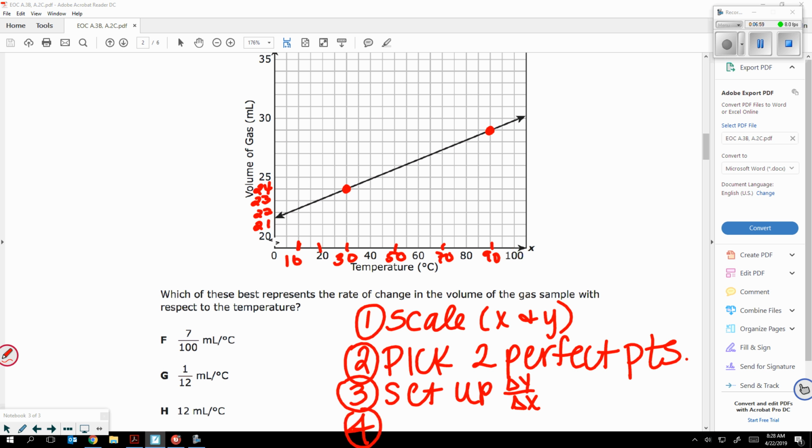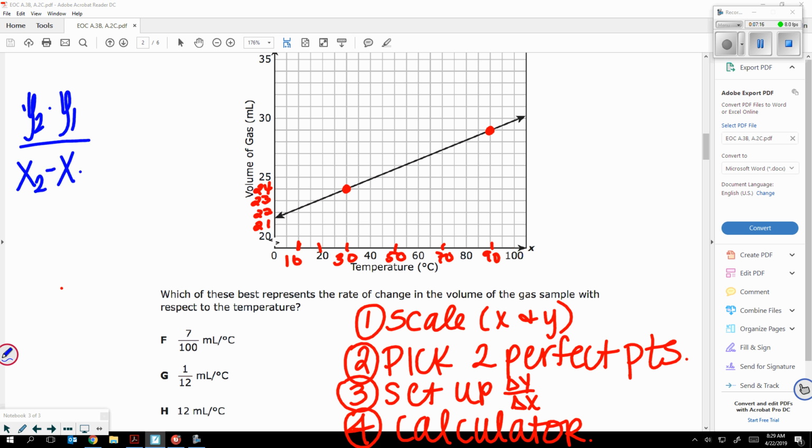Now, when putting it in my calculator, on our blue sheet, we see it's y2 minus y1 over x2 minus x1. So if I look, we're going to say this is point 1, and this is point 2. What is the y value of my point 2? We know it's going by 1s. What's that before 30? 29. So 29 minus, what's the y value of my first point? 24.